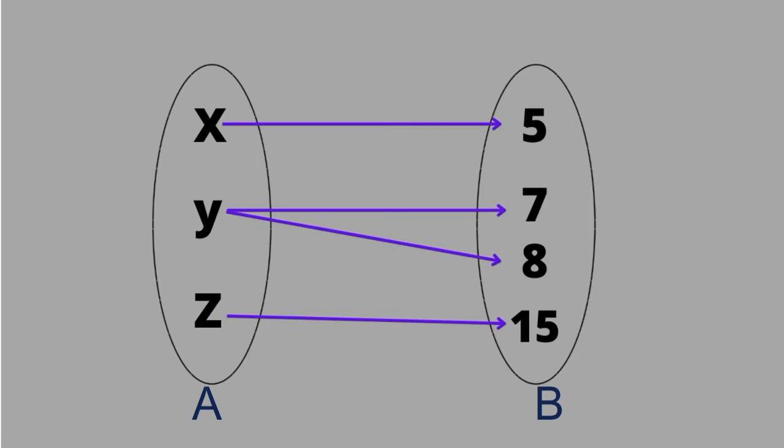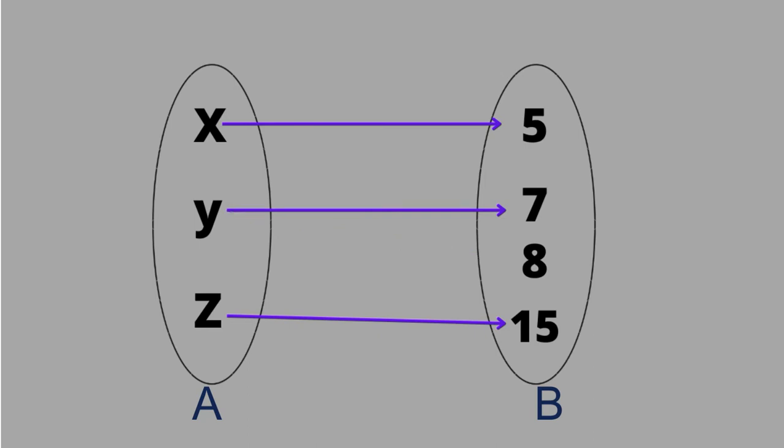If you observe this example of set A and set B, not all the elements of set A, which is the input, correspond to only one element of the set B. Since y from set A, which is the input, corresponds with 7 and 8 from set B, that makes the above shown not a function.